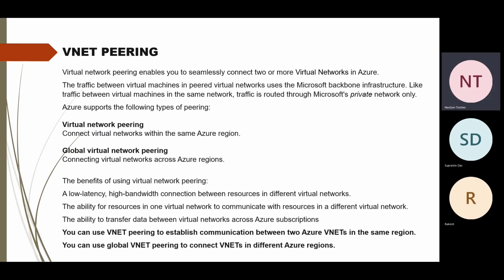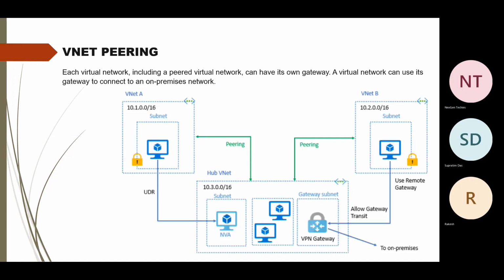You can transfer data between two virtual networks across Azure subscriptions. You can use VNet peering to establish communication between two Azure VNets in the same region. You can use global VNet peering to connect VNets in different Azure regions. So this is the example for VNet peering: one VNet in Azure, another VNet, and another VNet. You establish the peering.